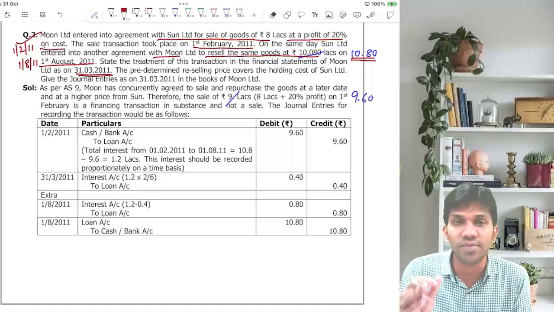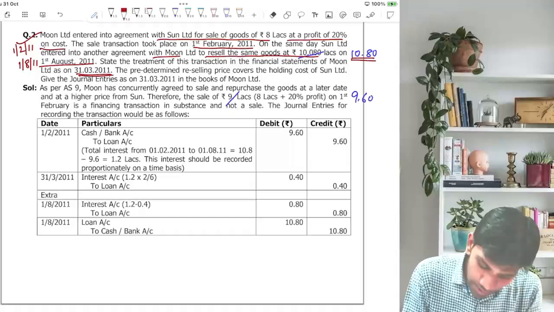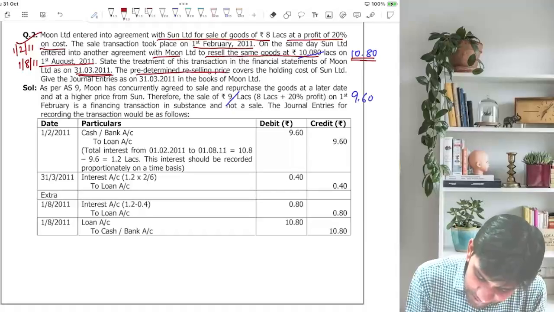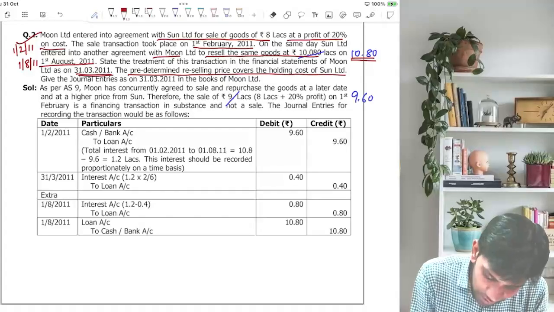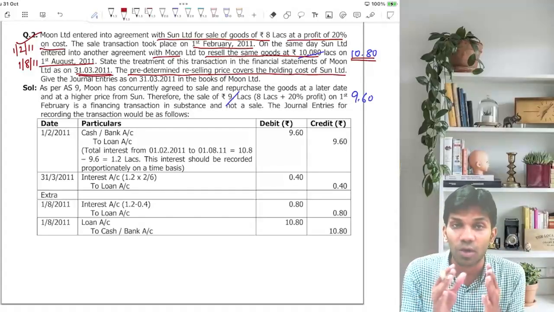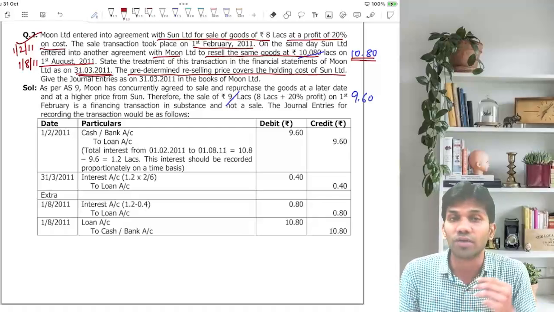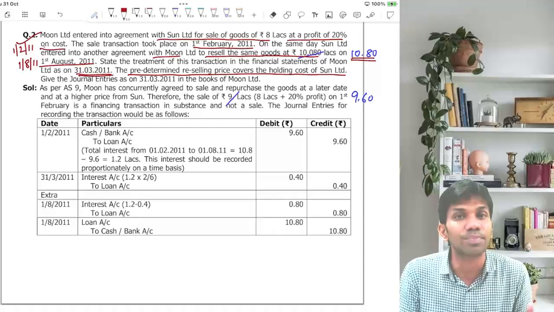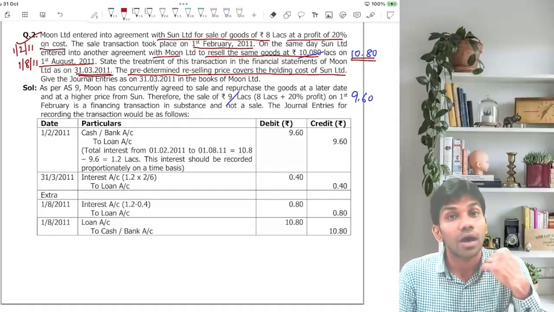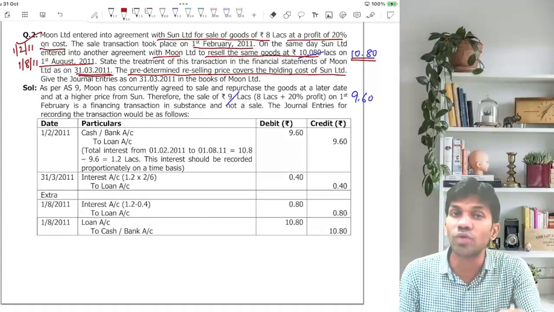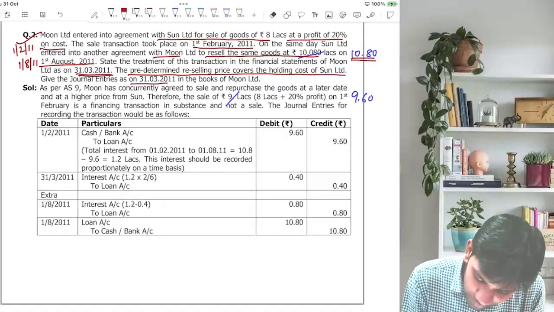So how will this transaction be dealt with in the books of Moon Limited for the year ending 31st March 2011? The predetermined reselling price covers the holding cost of Sun Limited. Predetermined selling price means all these prices were already decided by both the companies. It includes the holding cost, meaning whatever cost I have incurred is already covered. I sold goods worth 8 lakh at 20% profit on cost, and again entered into a contract with Sun Limited to resell the goods to me at 10.8 lakhs. Give journal entries on 31st March 2011 in the books of Moon Limited.